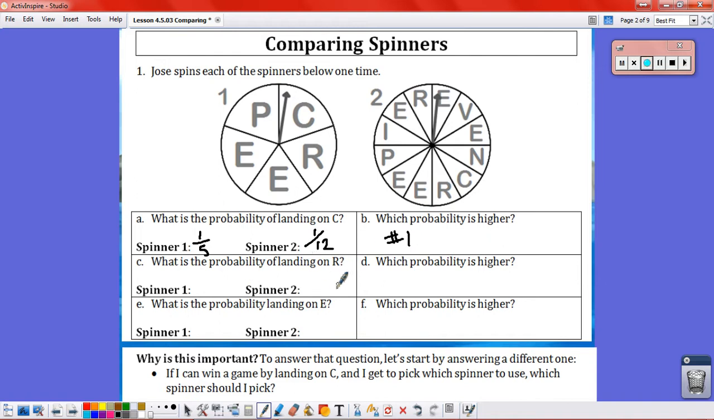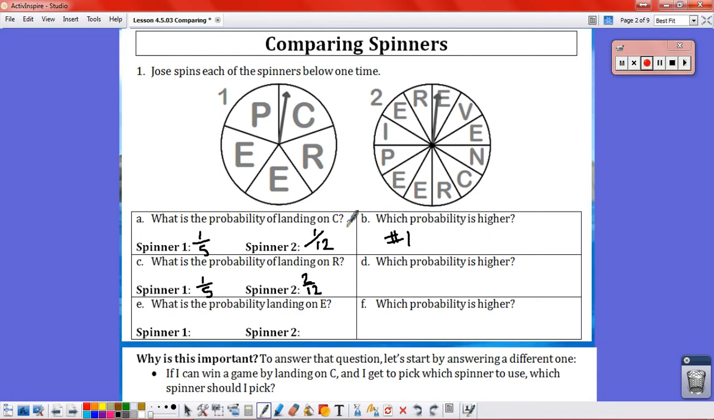Then what is the probability of landing on R? Well, spinner 1, R is 1 out of the 5 pieces, so it's still 1/5. On spinner 2, we have 2 R's, so it's 2 out of 12. And this one, it gets a little harder to tell which probability is higher. And there's a couple ways to do it. A lot of kids will just say, well, 2 pieces would fit inside one of these pieces and still have room left over. Like these both start in about the middle, and this one ends over here, and this one ends a little bit further up. It's a little bit of a steeper line.